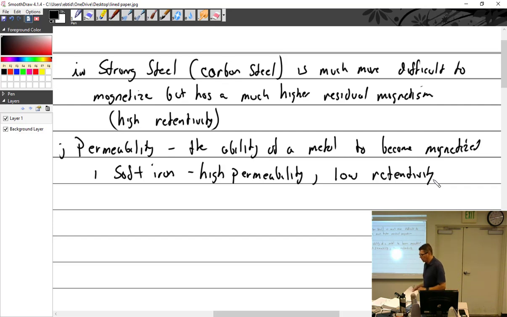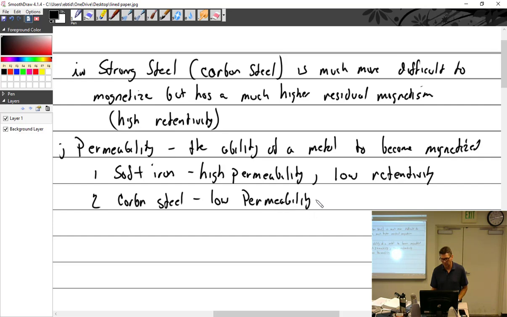And carbon steel would have low permeability. It's not so happy to be magnetized, but it has high retentivity. Once you get it there, it's there.